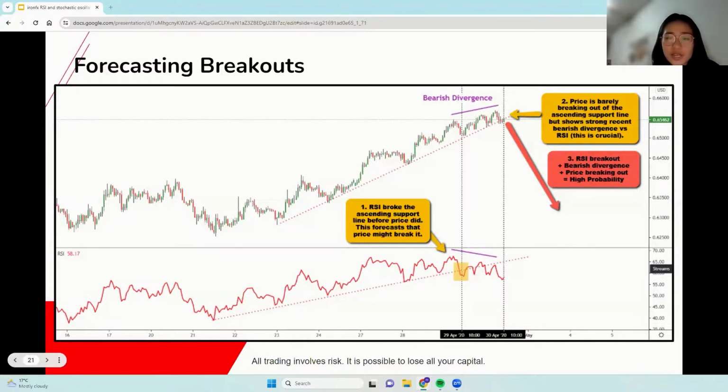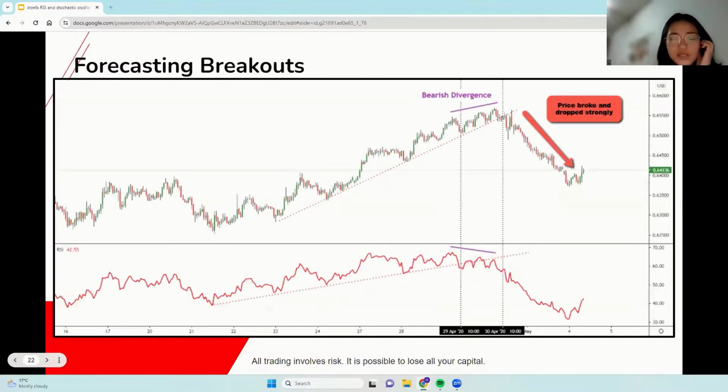So it shows strong recent bearish divergence versus the RSI. So that's the main point. But lastly, you can see that we have a combination of the RSI breakout of the ascending trend line. Secondly, we have a bearish divergence. And lastly, we have price itself breaking out of the ascending trend line. So that all gives us a really high probability that price is going to continue to break out of the ascending trend line and move in a downtrend. And you can see that's exactly what happened. Price broke and dropped strongly.